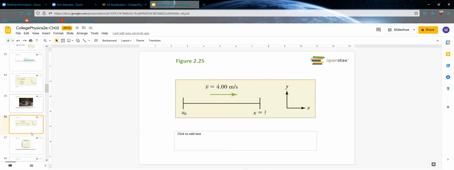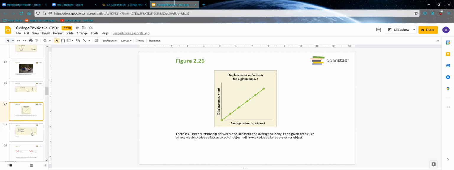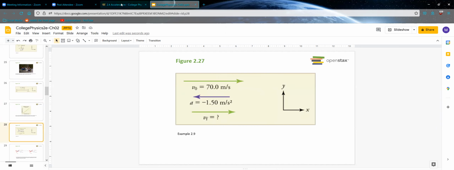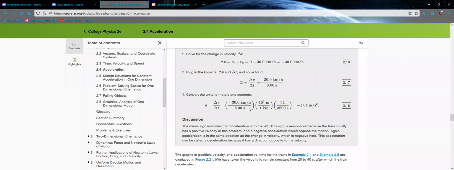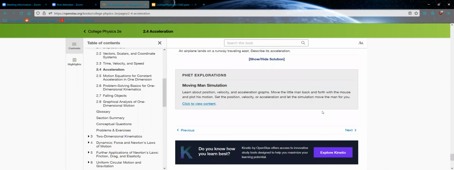Again, I'm skipping some questions because I'm not going to go through every single question in the text. That takes too long and defeats the point, but I will go to example 2.9 and move on from there. 6, 7. I think that's the next chapter.